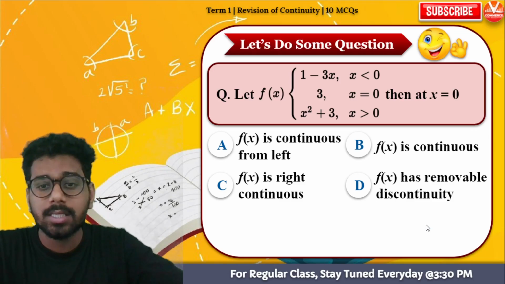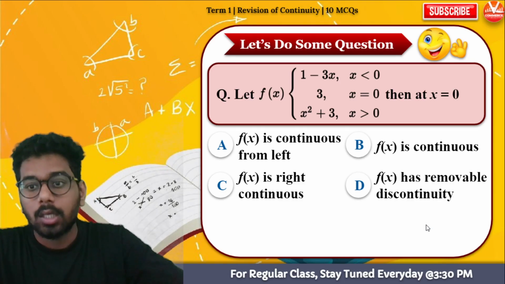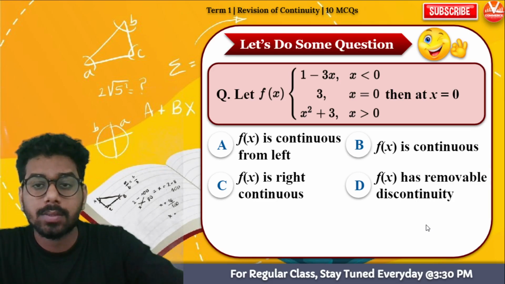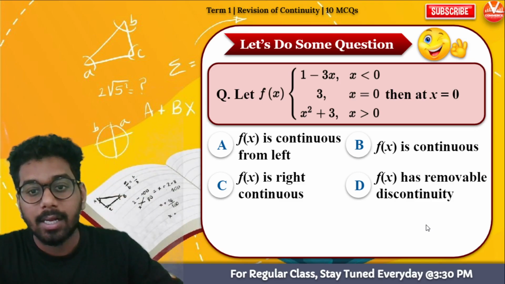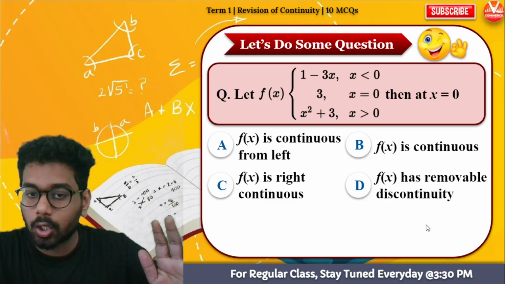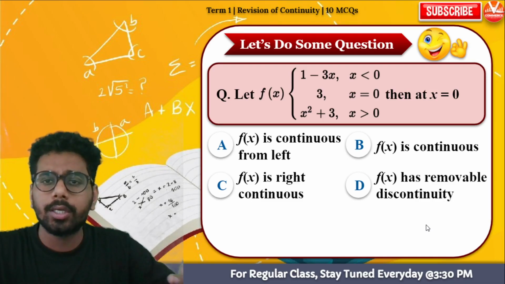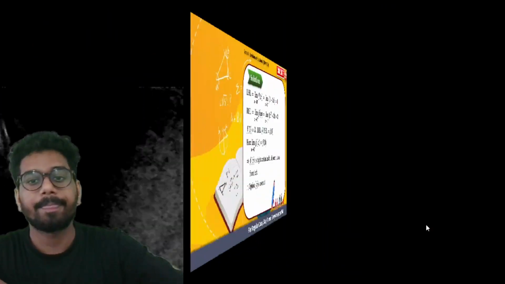LHL is 1. So you can say that though the function is discontinuous, it is right continuous, because RHL is matching with f(0). It is not left continuous, and definitely it is not continuous, it is right continuous. When we use a term like right continuous, we are saying the other part is not continuous. Okay?